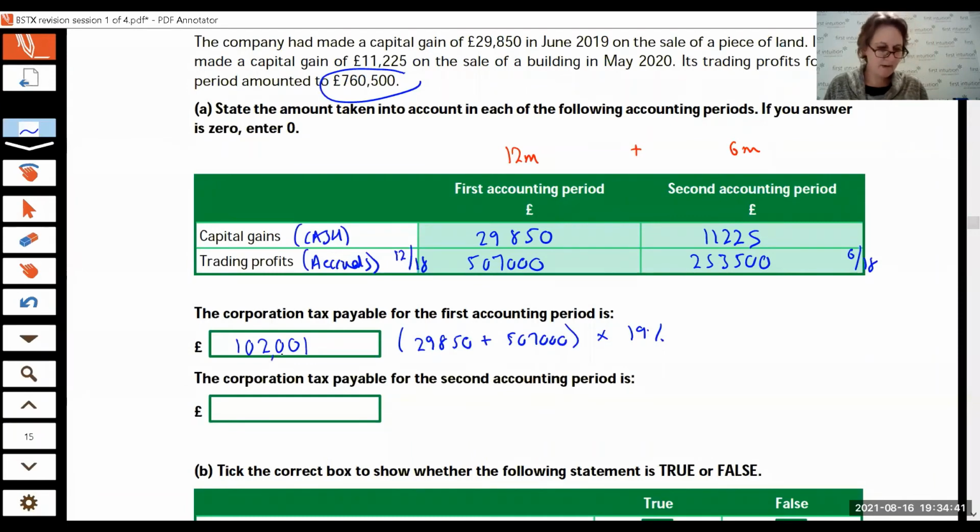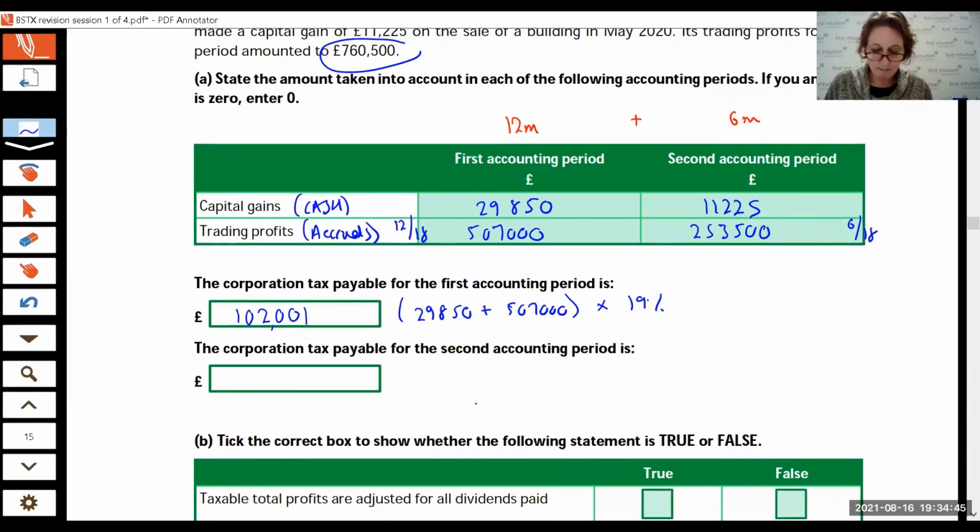I can round in favour of the taxpayer. Again, I think with this sort of question, you'll get marks either way. So you can use normal maths and round up, or you can round in favour of the taxpayer. And for the second period, again, add together the two sources of income.